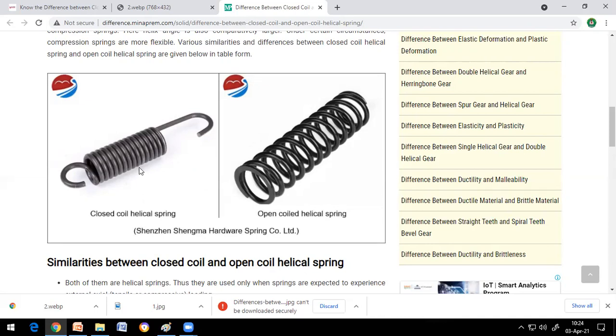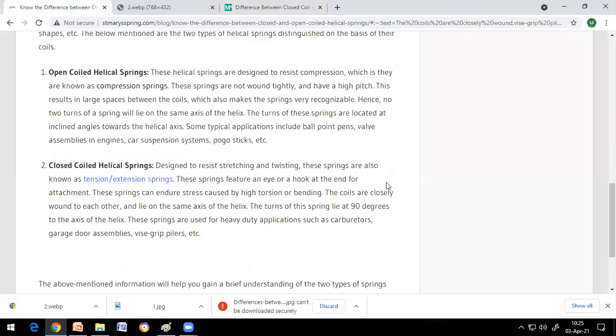That's why the closed coil helical spring will have a loop on the top, placed to carry the tensile forces. And the open coil helical spring will be finished with the string itself, where it can carry the compression forces. Okay, so I will show you the difference in a more descriptive way, so you can understand it more clearly. See these definitions of open coil and closed coil.